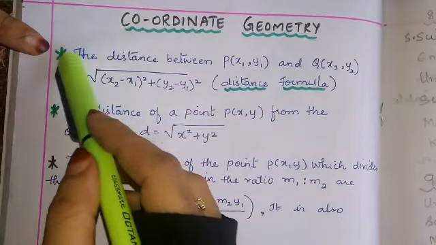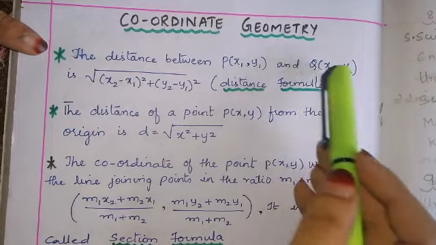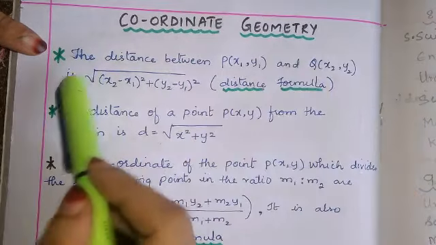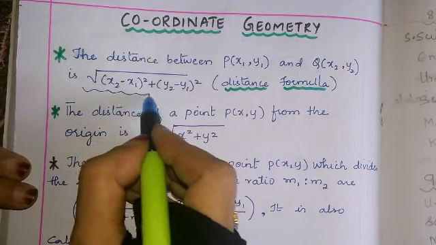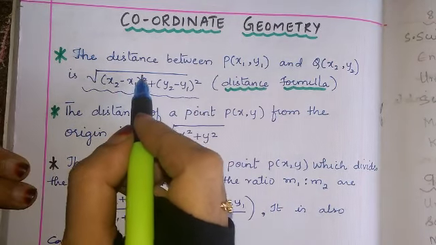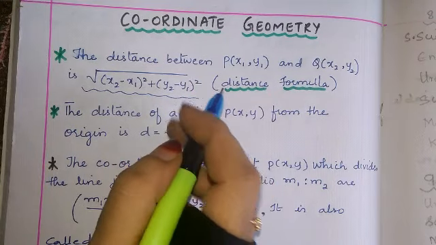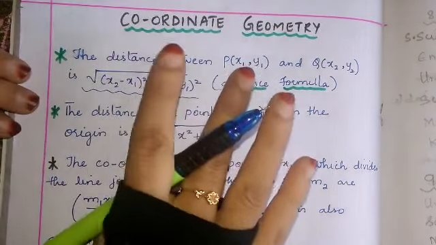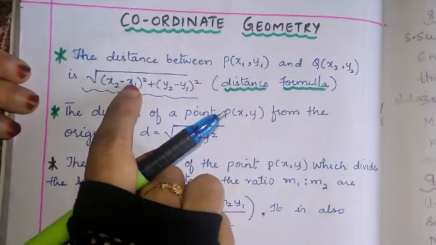The distance between 2 points, that is (x1, y1) and (x2, y2), is denoted by this distance formula: root of (x2 minus x1) square plus (y2 minus y1) square. Distance between any 2 points we have to find by using this formula.